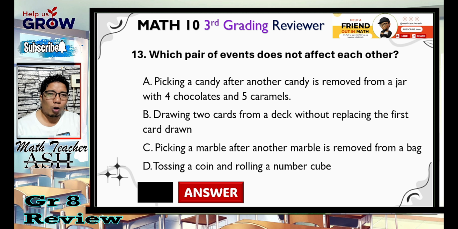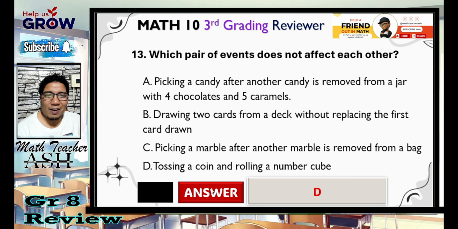Okay, my dear math learners, talking about events that do not affect each other, this means that they have a separate experiment, or the probability of one does not affect the probability of the other. Among the 4 choices here, only letter D is the applicable, reasonable and logical answer. Tossing a coin and rolling a number cube, because tossing a coin has a 1/2 probability and rolling a number cube has a 1/6 probability, which do not affect each other. So letter D. Let's check whether we are correct.